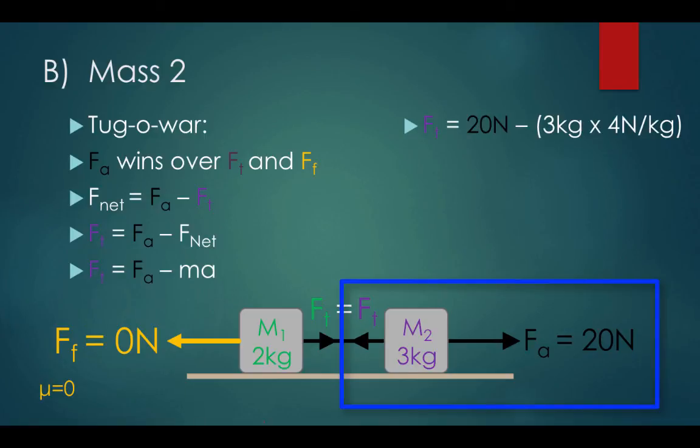Force tension equals 20 newtons minus 3 times 4 newtons per kilogram, which we had calculated 2 steps earlier. Force tension equals 20 newtons minus 12 newtons. Force tension is 8 newtons to the left. Force tension along the wire has the same magnitude of 8 newtons.